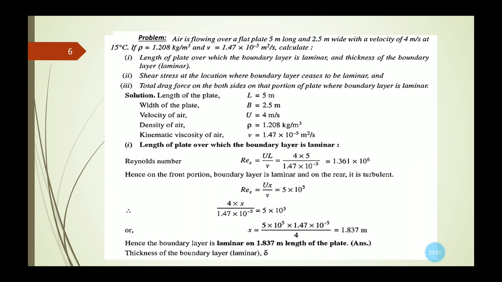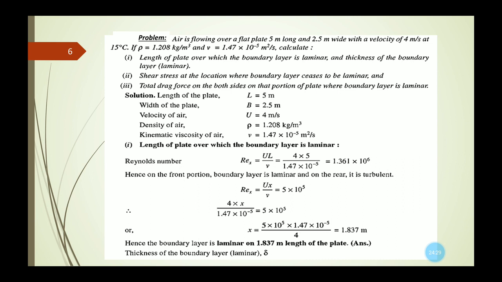Next, to calculate the thickness of the boundary layer, we have to first identify which velocity profile we need to consider, and corresponding to that velocity profile the formula of the boundary layer thickness we need to use here. Now as there is no velocity profile given in this numerical, by default we have chosen the Blasius solution as the velocity profile, and corresponding to that Blasius exact solution we have taken the formula of the boundary layer thickness, which is 5x divided by root under Reynolds number.